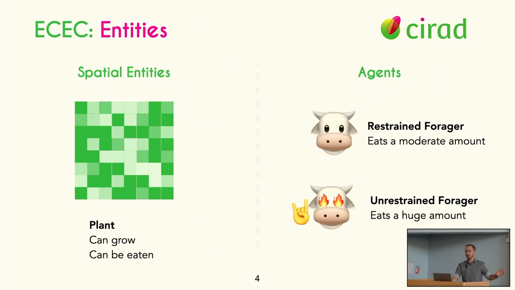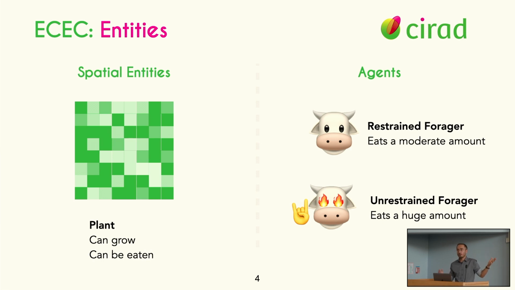The important thing is that the model consists of two types of entities: spatial entities and agents. Spatial entities, in our case, are plants, and agents are foragers. We have two types of foragers. You can think of foragers as cows, for example, eating the plants.